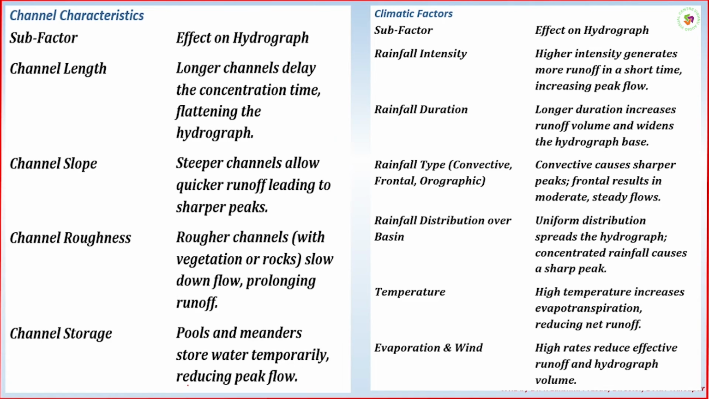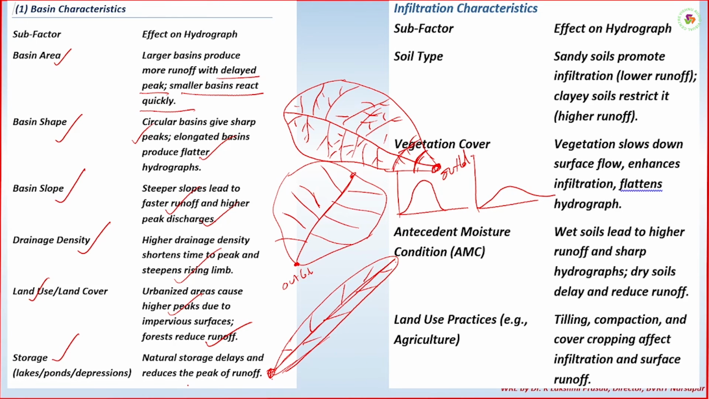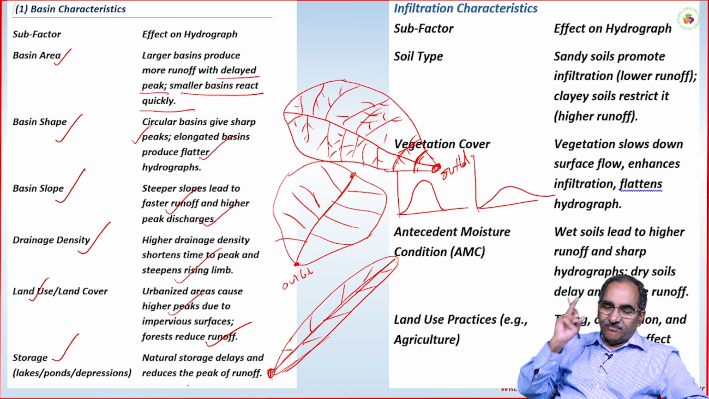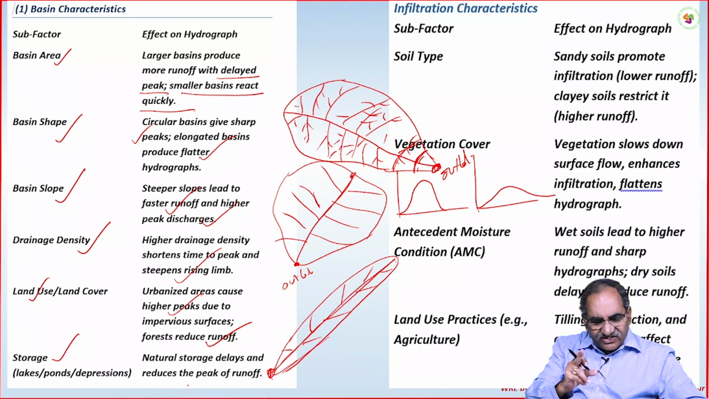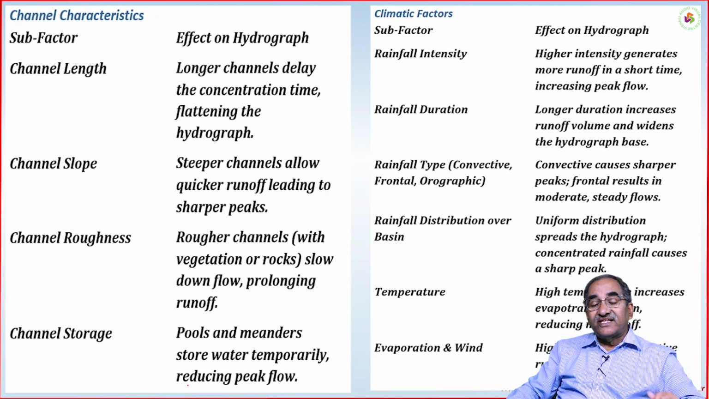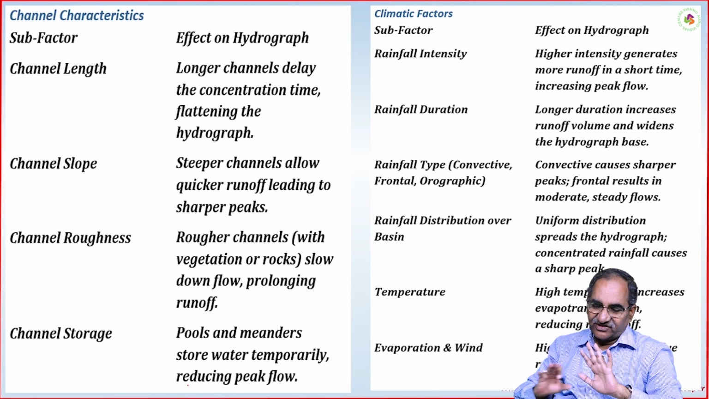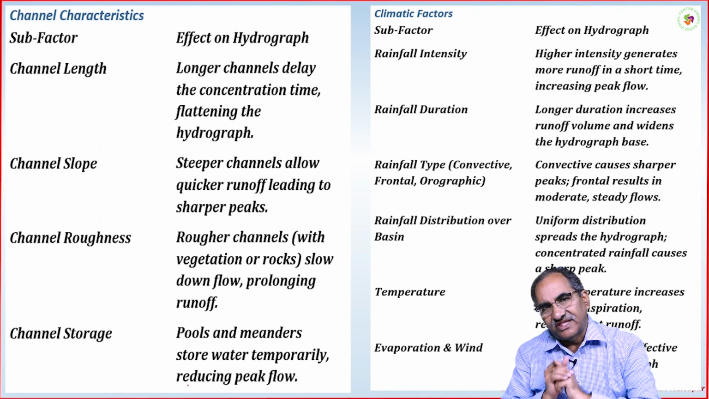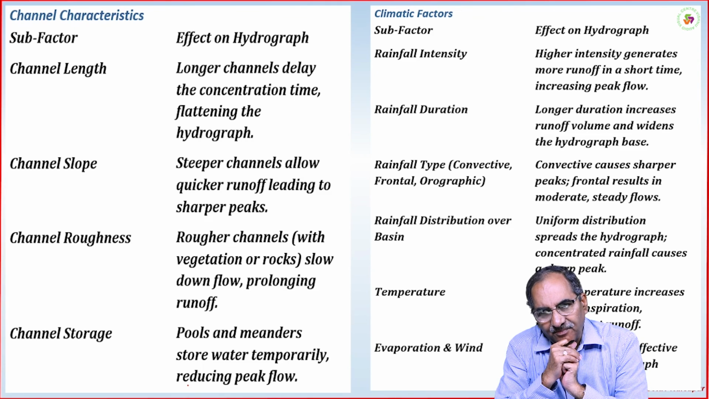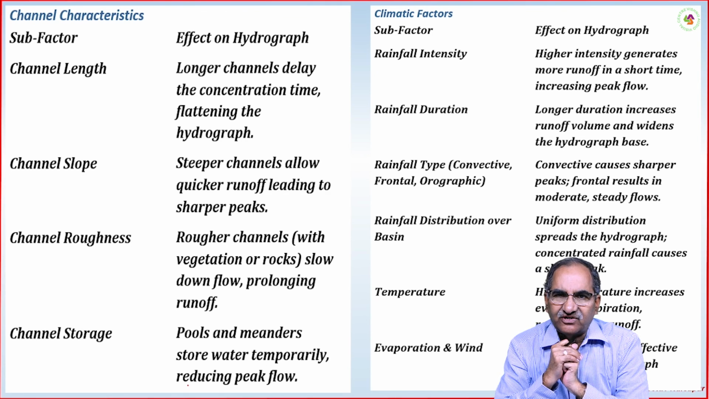One is basin characteristics, that is the first thing you should remember. What is the second one? Infiltration characteristics. Basin characteristics, infiltration characteristics, then channel characteristics, and climatic factors. These are the 4 things on which the shape of the hydrograph, how the hydrograph looks, depends.